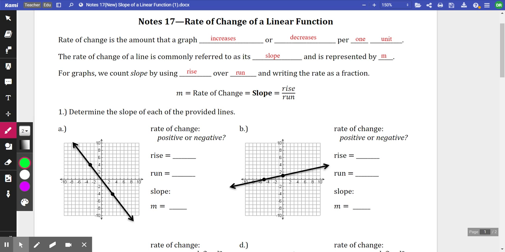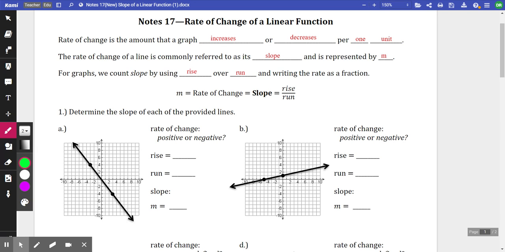Welcome back, students. Today we are going to start our next unit, and that's going to get us into lines. So before we start graphing lines, we need to talk about a very important concept with lines, and that's rate of change. All right, rate of change is the amount that a graph increases or decreases per 1 unit.